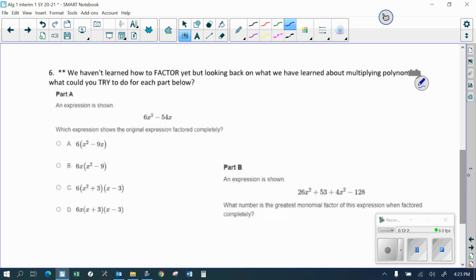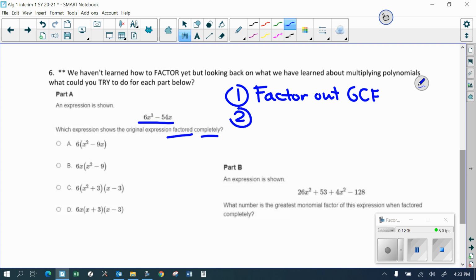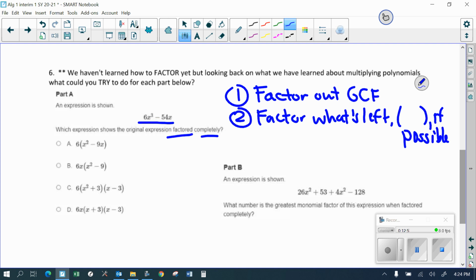Which expression shows the original expression factored completely? So I want to factor that completely. First step in factoring, factor out the GCF, greatest common factor. Step 2, factor what's left if possible, which means inside the parentheses, if possible. You already took out the GCF, hopefully.